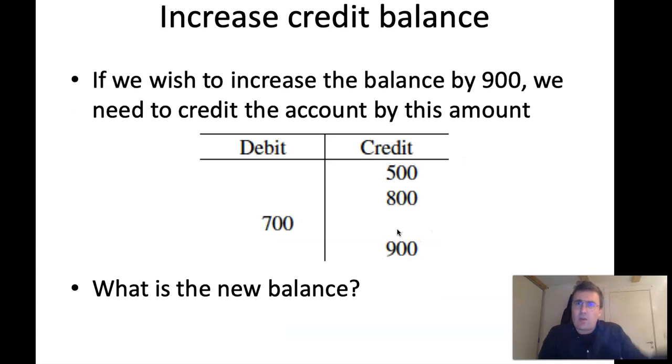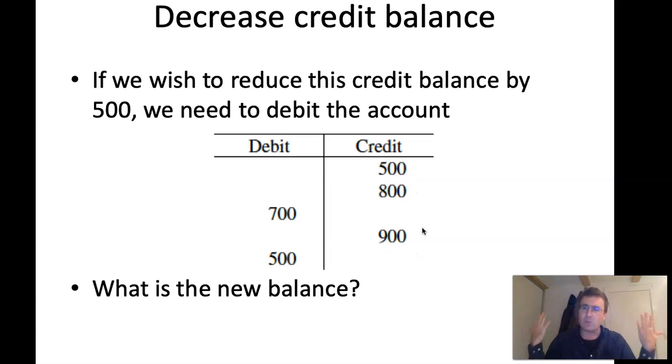Now, increase the credit balance. How do we do that? We increase by adding an additional 900 under the credit side. This means that before we had 600, now we have 1500.